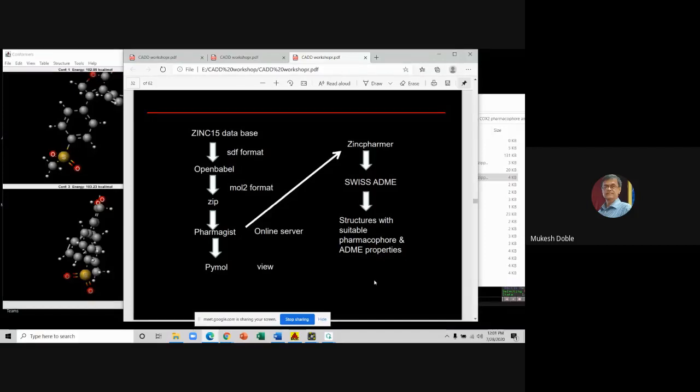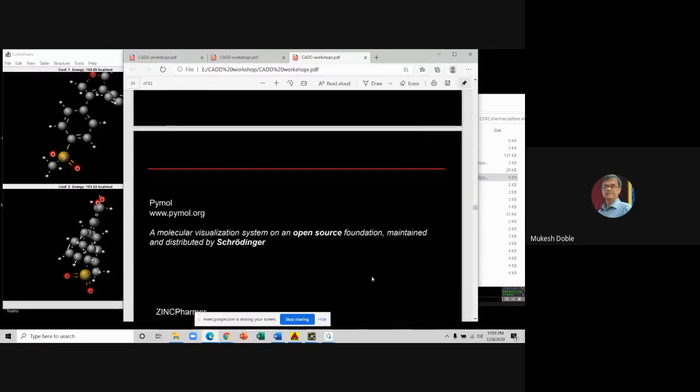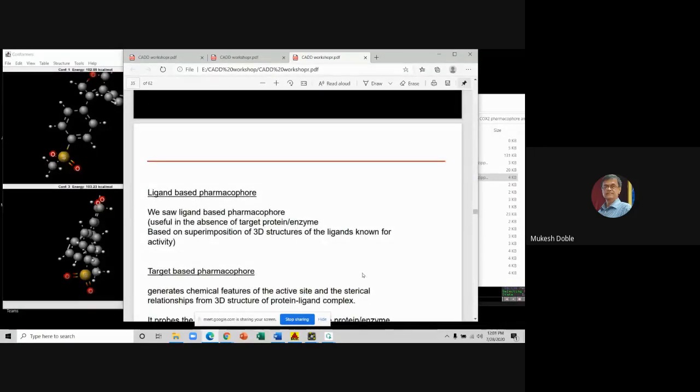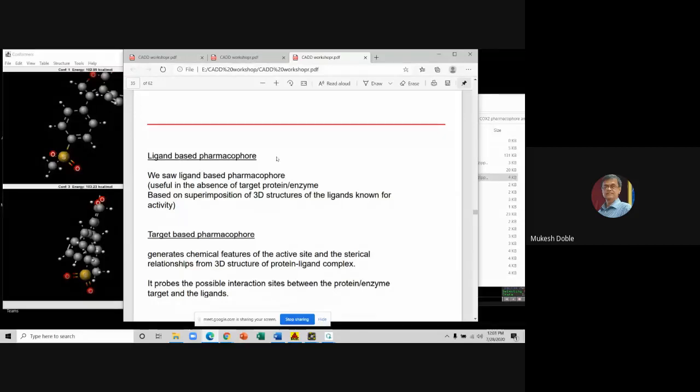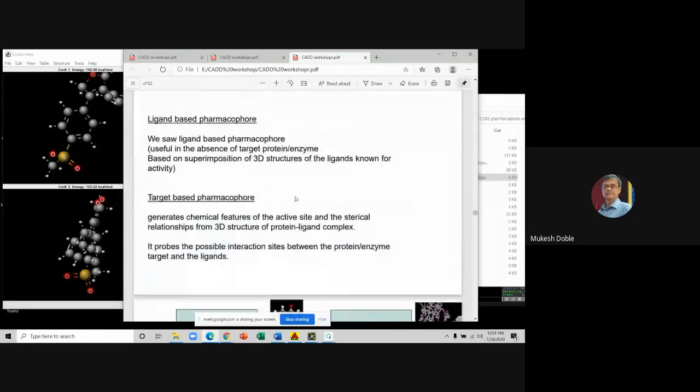Okay, so we looked at only ligand-based pharmacophore. That means we don't know anything about the target protein or structure. So ligand-based is what I will focus on. It's useful in the absence of the target protein or enzyme. Okay, so we know some molecules which have been shown to have certain activity. So we superimpose all the molecules and get the pharmacophore.